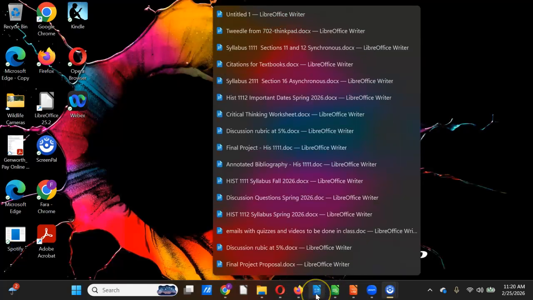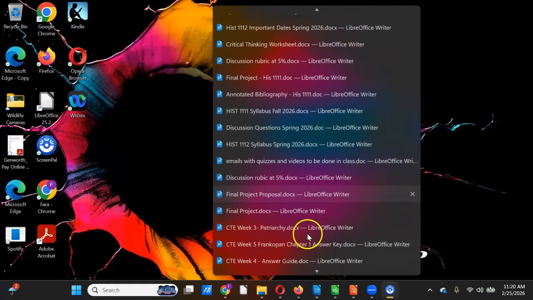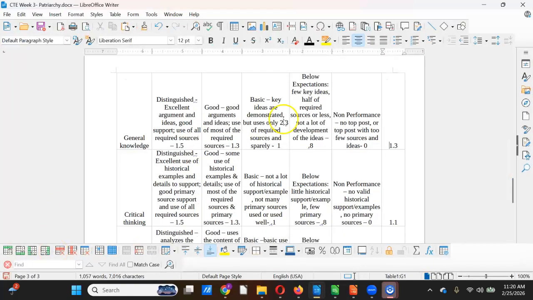Okay, so what I want to do today is talk about how I'm grading your CTEs and what you need to be doing with them, because there are some very vague responses that I'm getting. So first off, when you're doing one of the primary source analyses, you actually have to analyze the primary sources.